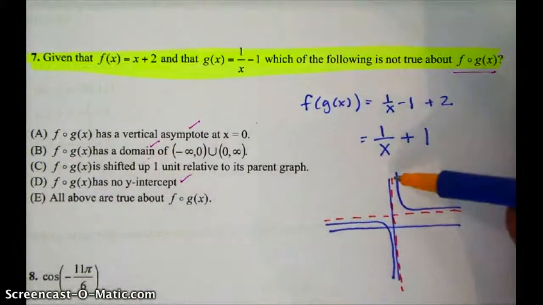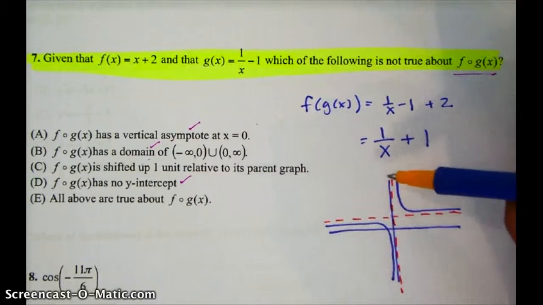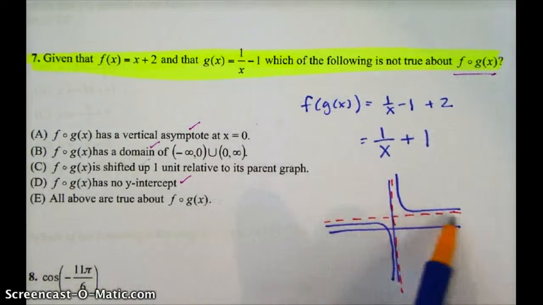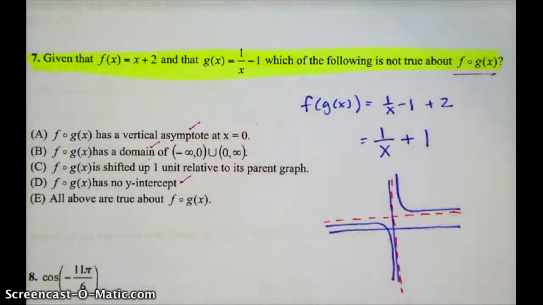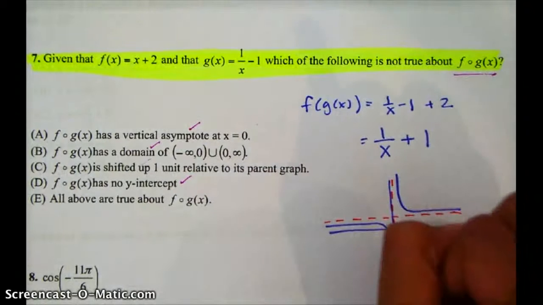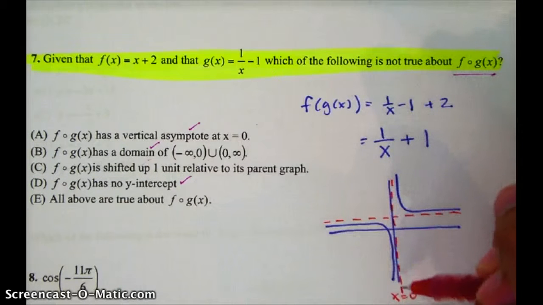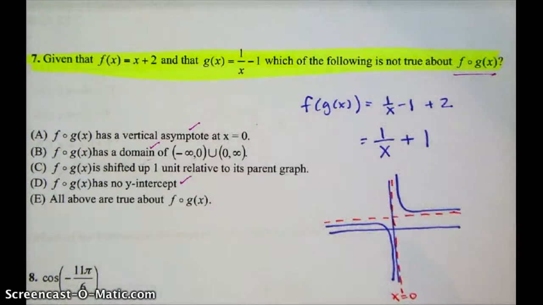Does this have a vertical asymptote at x equals 0? Yes, it does. It's right here. What is the domain of this function? Well, all x values are represented except for x equals 0, because that's the definition of an asymptote. Right here, at the point where x equals 0, at this vertical line, can't plug in 0. So B is true as well.